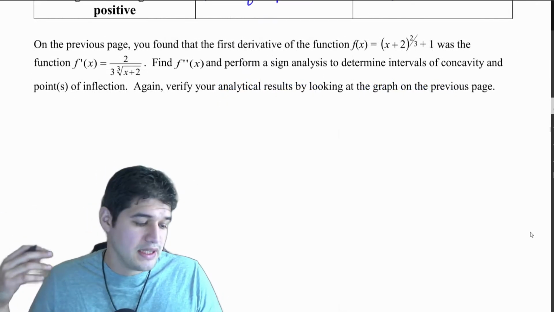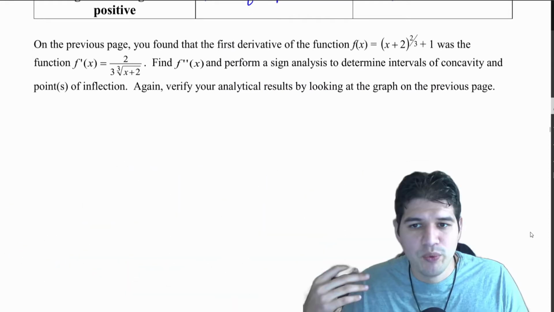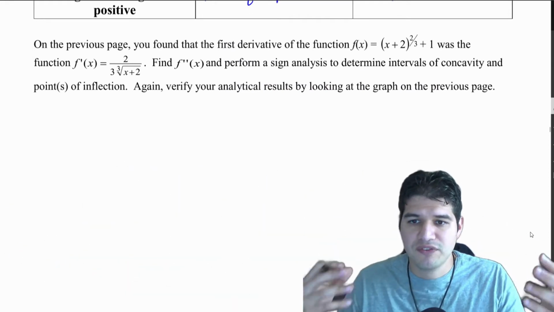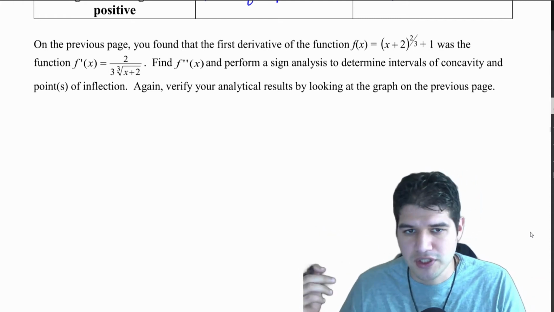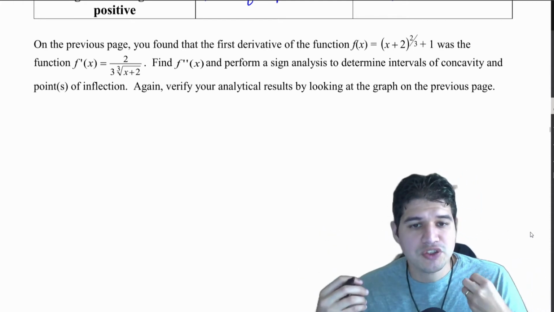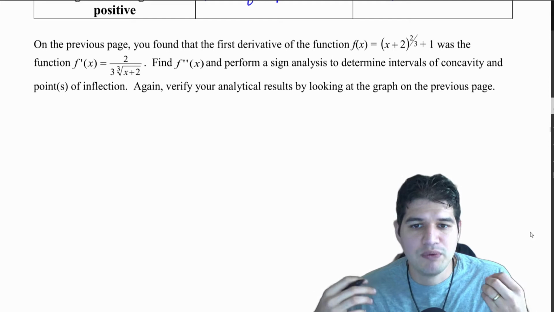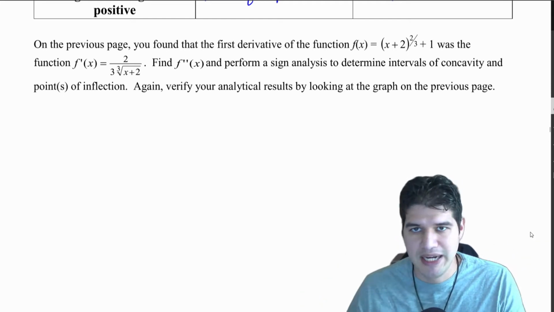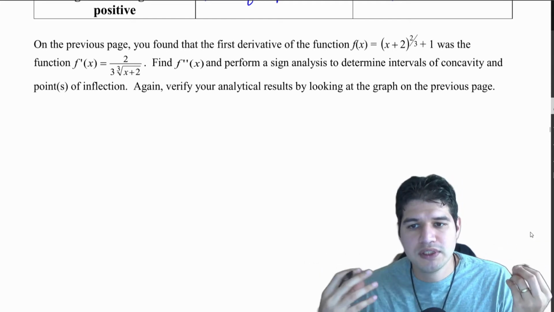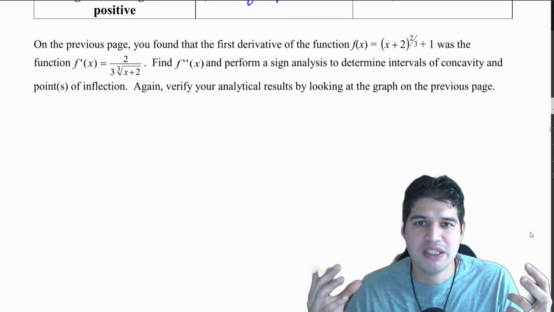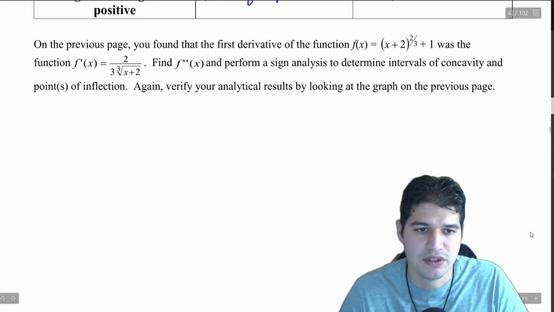Here on the last page in the previous video, we found the first derivative of (x + 2) to the 2/3 plus 1. We already found that. Now we want to find the second derivative, and we want to make a sign chart, your handy dandy sign chart, to determine intervals of concavity and points of inflection. We're going to be looking at that here, okay?